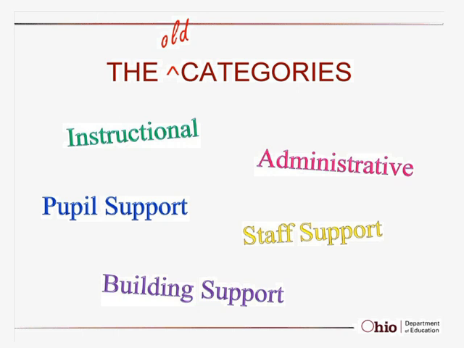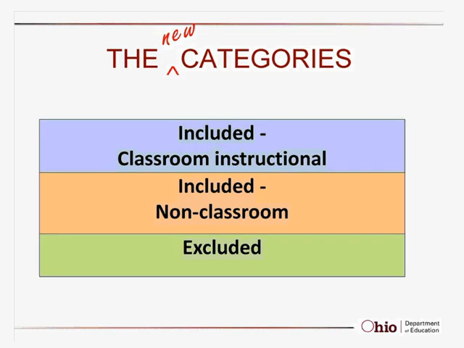So we have these 5 categories that we've been reporting on for a while: instructional, pupil support and staff support, instructional staff support, administrative, and building support. So in the new system, it's not so much different, but there are some differences.